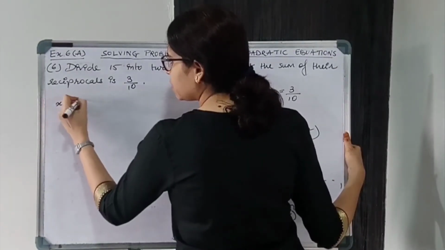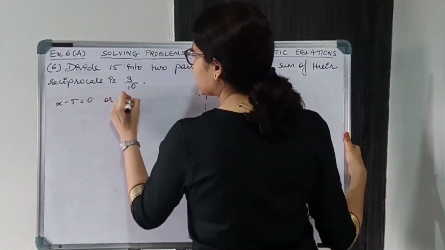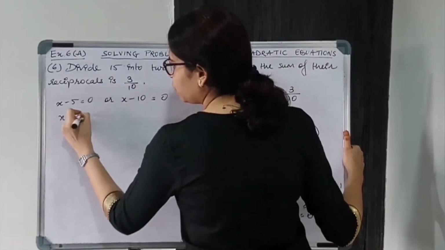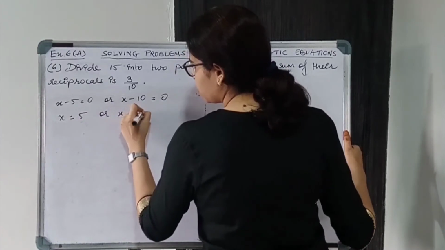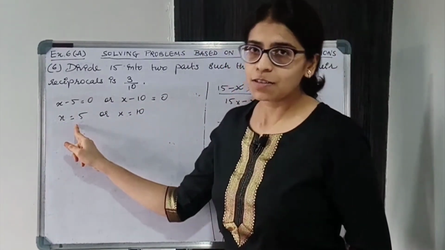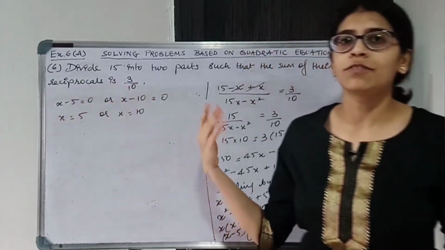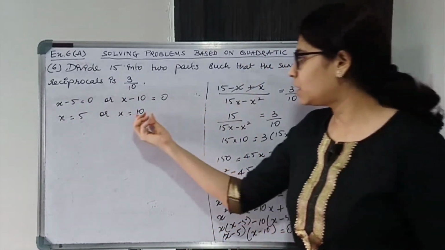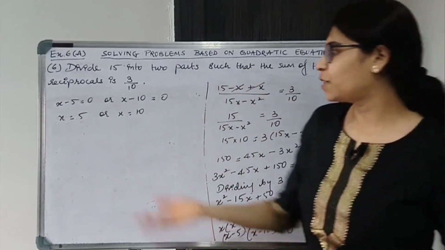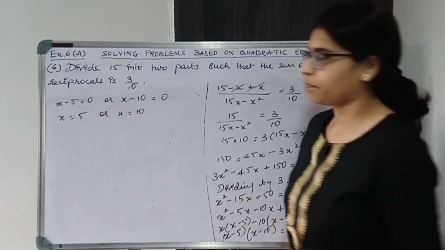So x minus 5 is equal to 0 or x minus 10 is equal to 0. So x is equal to 5 or x is equal to 10. So when x is 5, what will the other part be? 15 minus 5, that is 10. And when x is 10, what will the other part be? 15 minus 10, that is 5. So we are getting both the answers over here only.